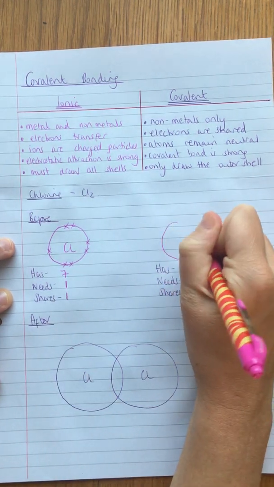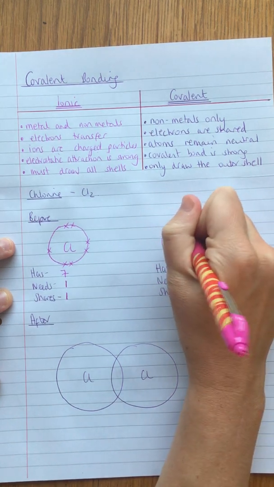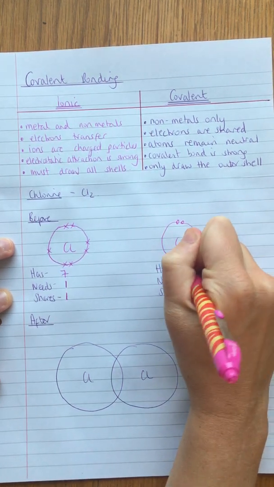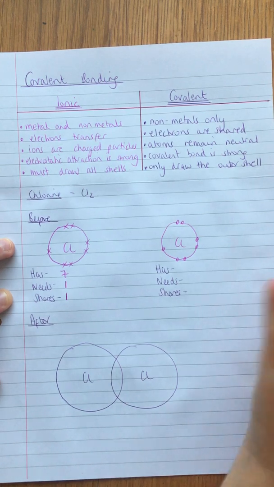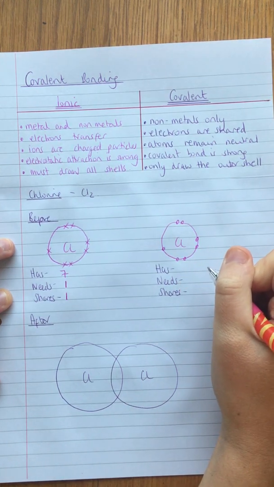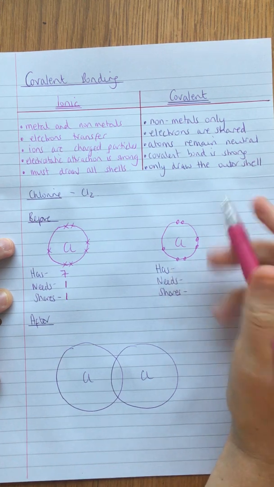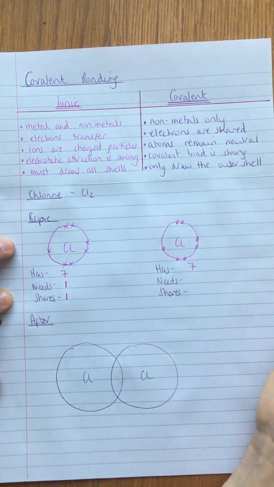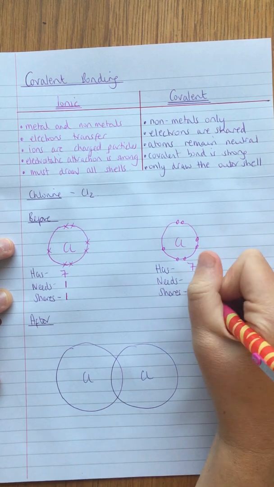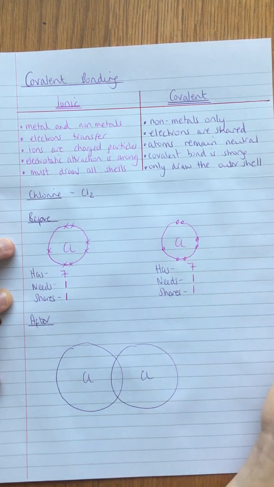Now I'm going to draw another chlorine. This is just to get you in the habit. I know they're both the same, however, it's worth getting in the habit for when they're not always the same, if that makes any sense. So this chlorine also has 7 outer shell electrons because it's in group 7. It also needs 1, so it's also going to share 1.